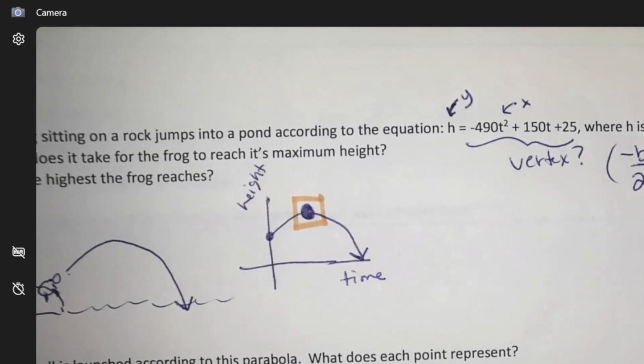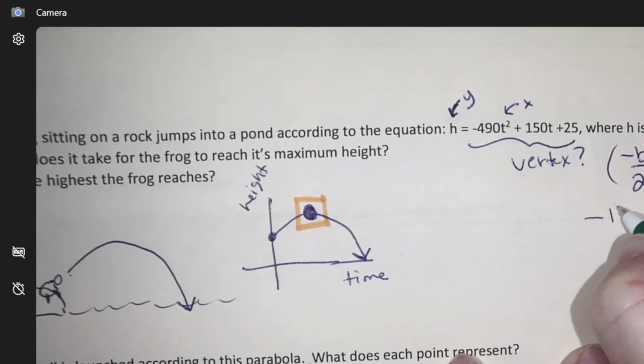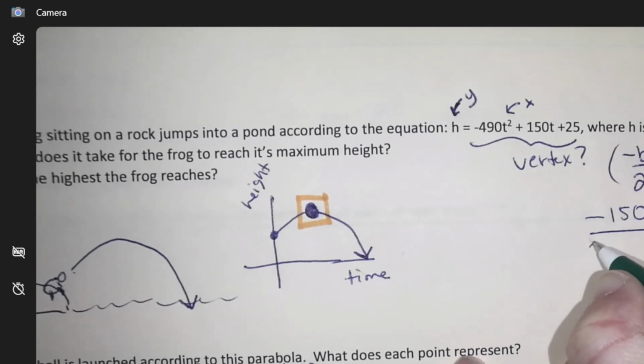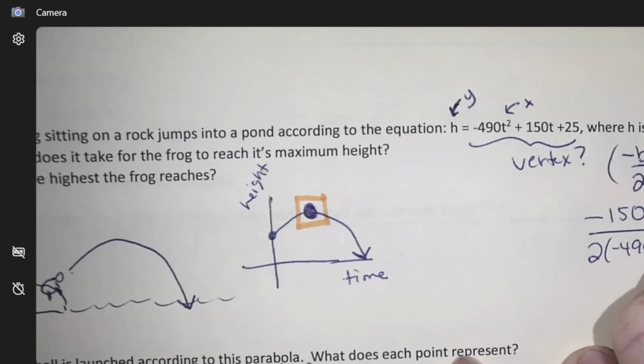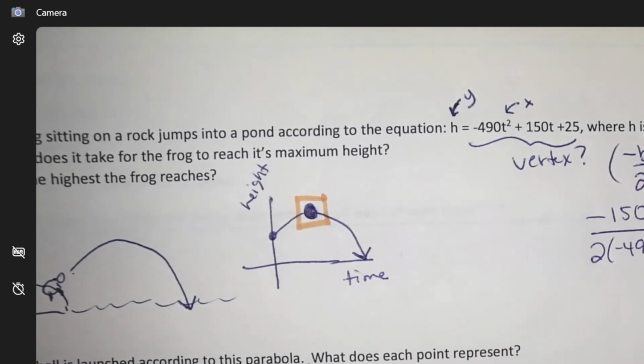Okay, so here we go. Negative 150 over 2 times, so you're going to get a decimal number there. Are you going to put brackets on it when you type it? Can you go to 3 decimal places? Let's go, because I don't want to round too much. Go to 3 decimal places.